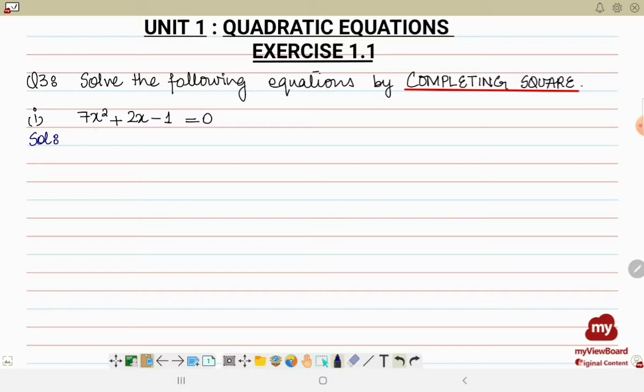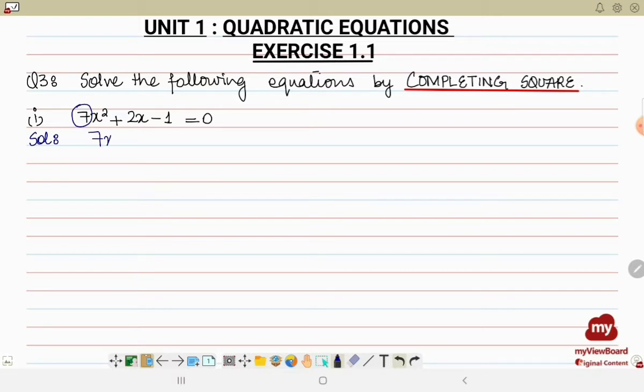In the very first part, you see the equation is in standard form, 7x squared plus 2x minus 1 equals 0. Now, the very first step of working for completing square method is that the coefficient of x squared should be 1. Here the coefficient of x squared is 7. It has to be 1. So, for making it 1, we'll divide the whole equation by 7.